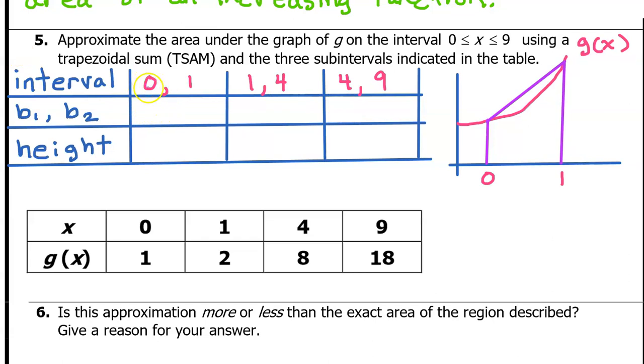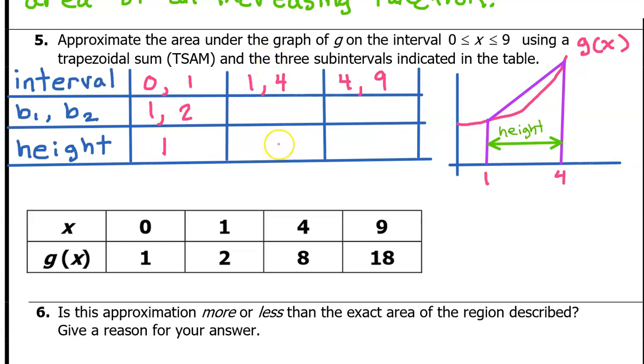Let's start with the interval from 0 to 1. This first base is going to be the value of the function at 0. The value of g at 0 is 1. The second base will be the value of g at 1. That's 2. The height of the trapezoid is the distance between the bases, in other words, the width of the interval. So the height of the first trapezoid is 1.